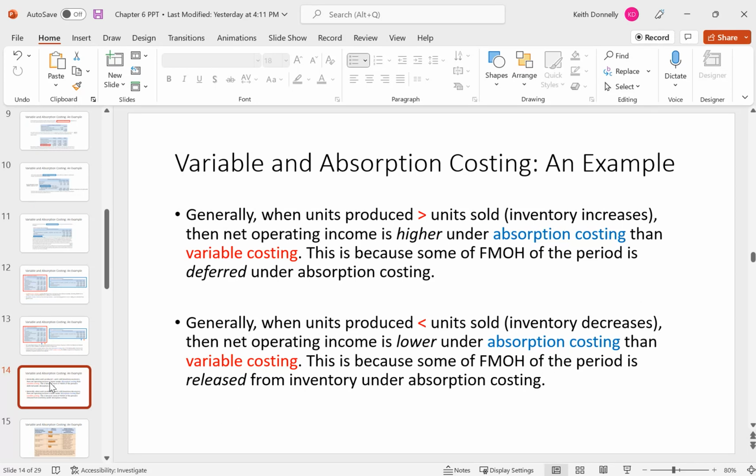Likewise, whenever you have the reverse situation, when your units produced are less than your units sold, that is to say your inventory decreases, then your net operating income is going to be lower under absorption costing than under variable costing. And the idea with this is some of those fixed manufacturing overhead costs are going to be released from inventory under absorption costing.